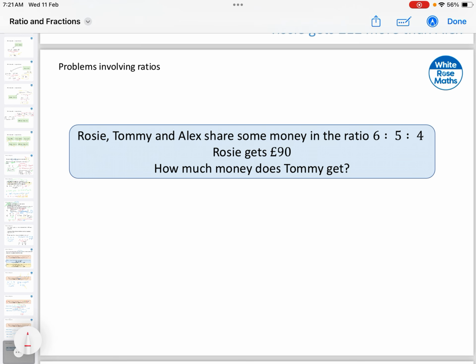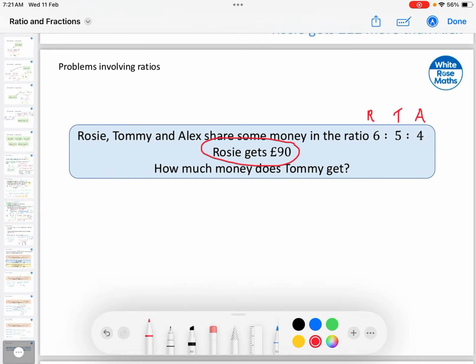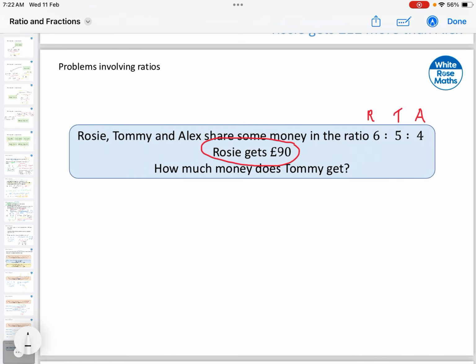Okay, so what we have here is, again, we're sharing in the same ratio. Rosie, Tommy, and Alex. Now, the difference is that Rosie is the one getting 90 pounds. We're not sharing 90 between them all. Rosie, and only Rosie, is the one receiving 90. So in this exercise, we have to focus on Rosie only. So Rosie is receiving 90 pounds. That is the total amount that Rosie is receiving.